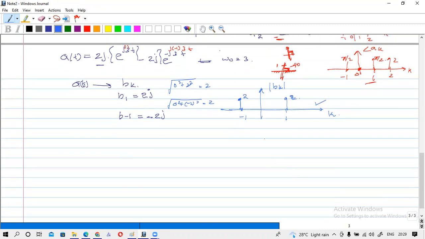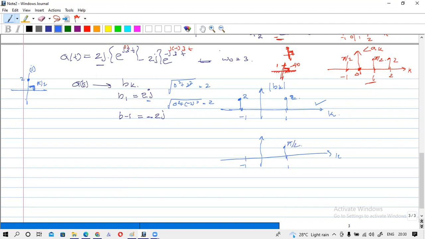And if you plot the phase plot, we have k equal to minus 1 and 1. At minus 1 the value is 2j. If you draw the complex plane, here it is, this is the imaginary axis. So this coefficient is on this line, and the phase is π/2. So here the phase is π/2.